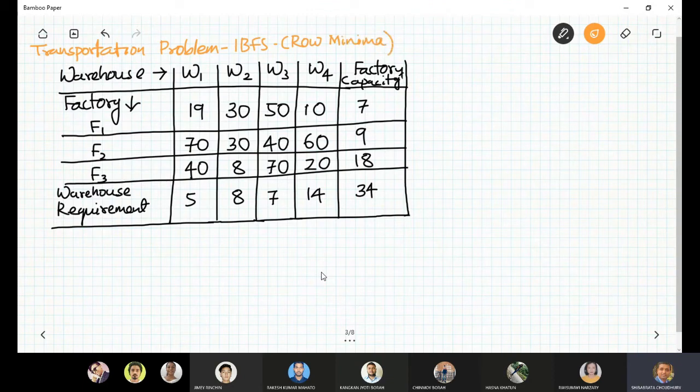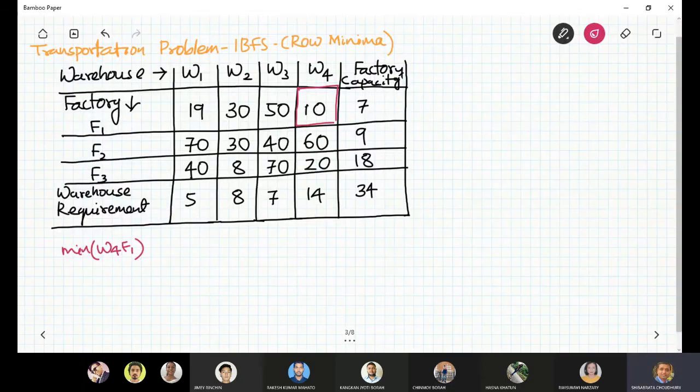Row minimum. The same problem. Is the one in the particular row which is the minimum value. Okay, then is this W4 F1. W4 F1.